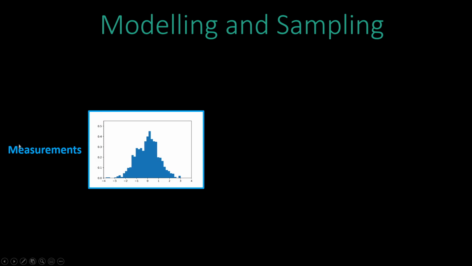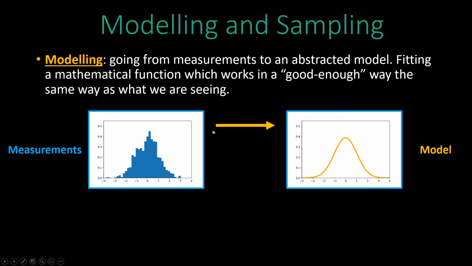Okay, so we can call these the raw measurements. When creating an abstract model, we can call this modeling, going from measurements to an abstracted model. There can be good models which correspond to the data, or bad models which don't correspond to the data at all, but we will talk about that later as well.